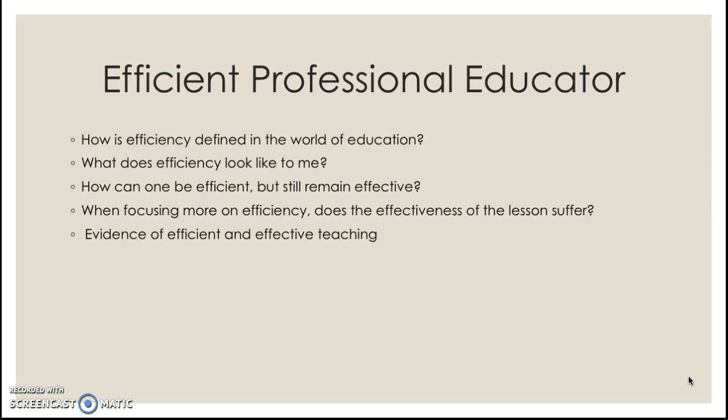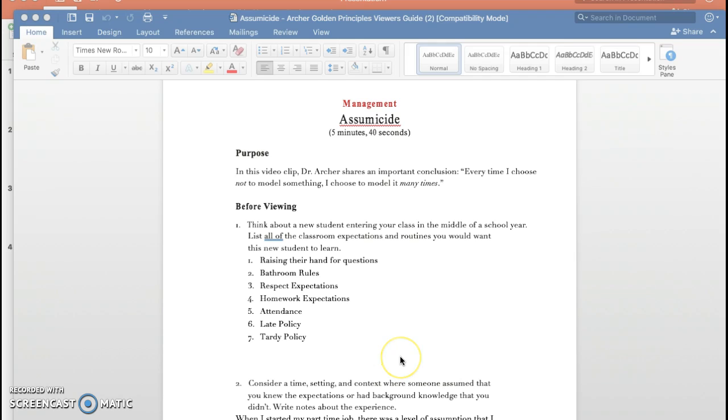And I think that for me, that's kind of where my qualm comes in, and it's something that I really struggle with. Even though I struggle with it, I think it's a very important question to be asking. You know, you've got to find that ebb and flow, that give and take. And one of the things in my toolkit that I'm submitting is this Assume-A-Side management video that we had to watch by Dr. Archer. And this one hit me and affected me the most. That every time I choose not to model something, I choose to model it many times. And it is the complete truth.